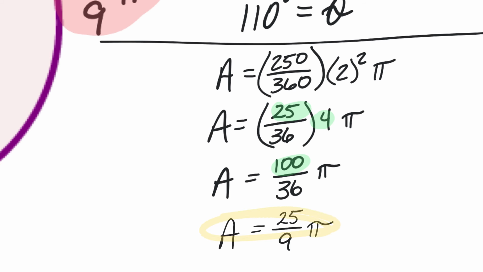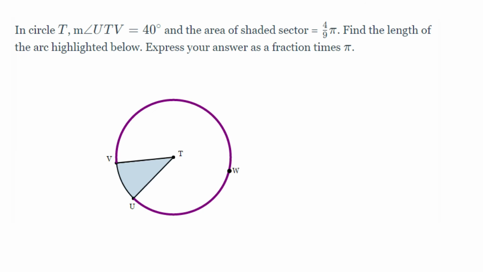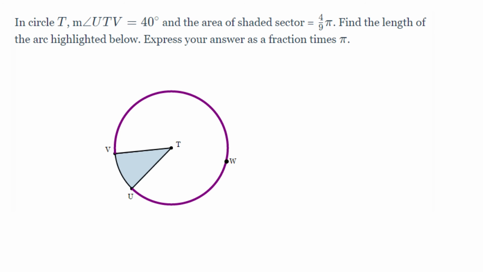That was a lot going on, I understand. We're going to do the next one. We'll try to leave it in a proportion, and we'll see which one you guys like the best. So this one is the other way around. We are given the area of a shaded region, say shaded sector, and we're asked to find the arc length.